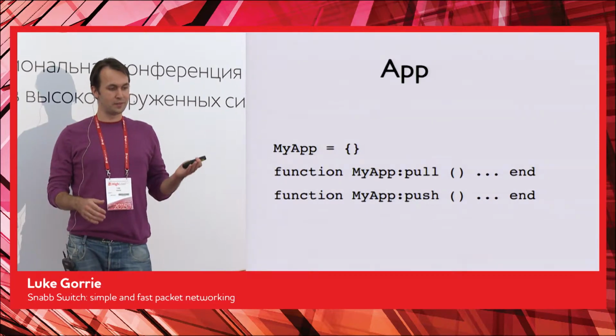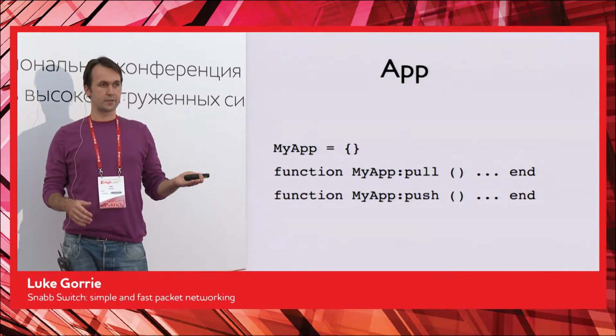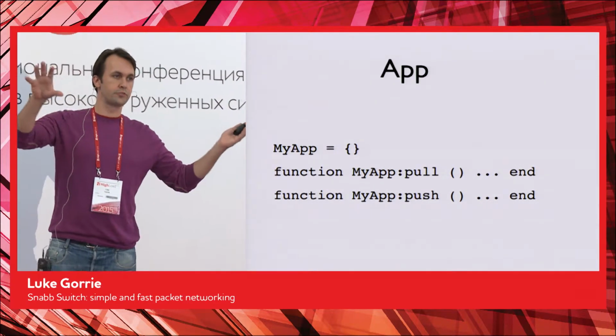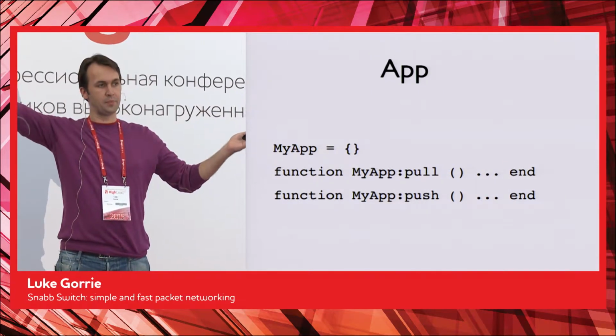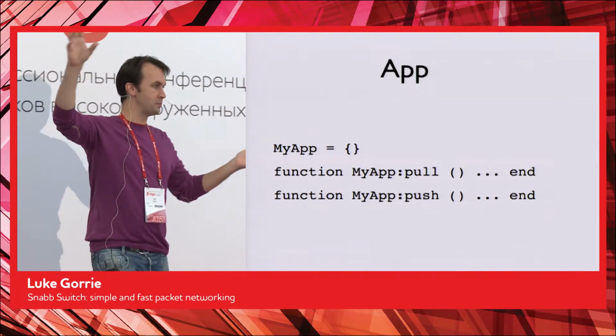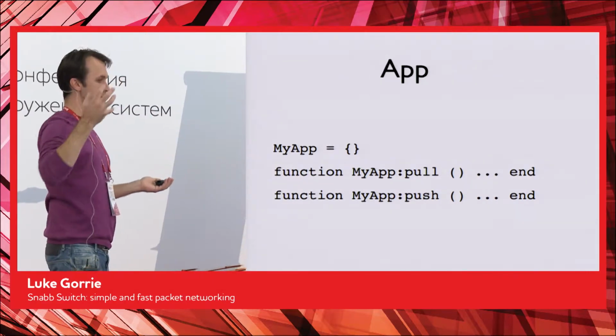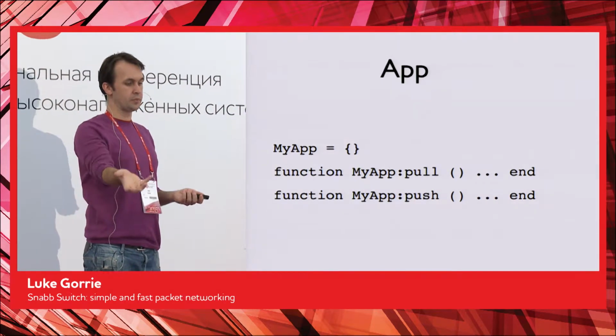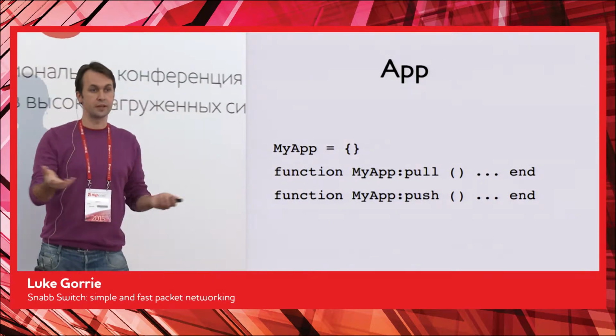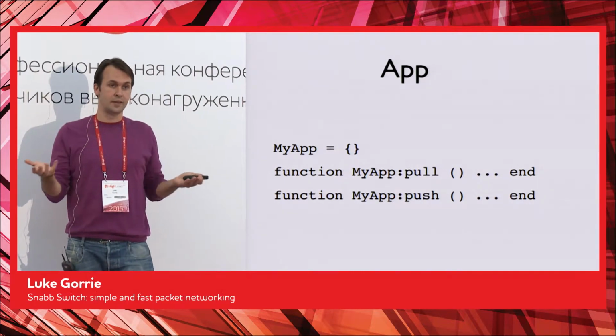And this is done with these two callbacks. So what the event loop does is it looks at all of your apps. It calls the pull method on every app. The pull method has the opportunity then to pull in packets from the outside world for processing and put them onto a link. After that's done, then you have some packets, maybe 100 packets that you're going to operate on.